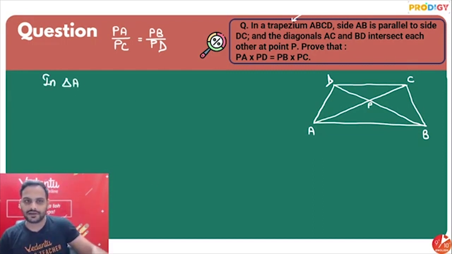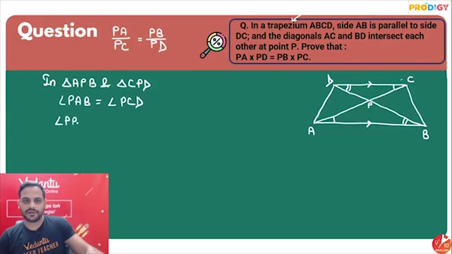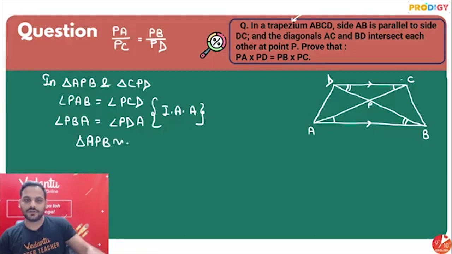So in triangle APB and triangle CPD, first thing, since it is a trapezium, the sides will be parallel. Once they are parallel, this angle and this angle will be equal, interior alternate angles. So angle PAB is equal to angle PCD and angle PBA is equal to angle PDC. Both will be interior alternate angles. So I have got triangle APB similar to triangle CPD.